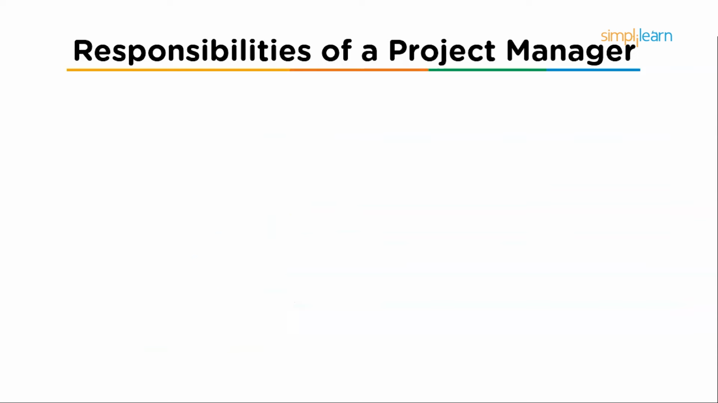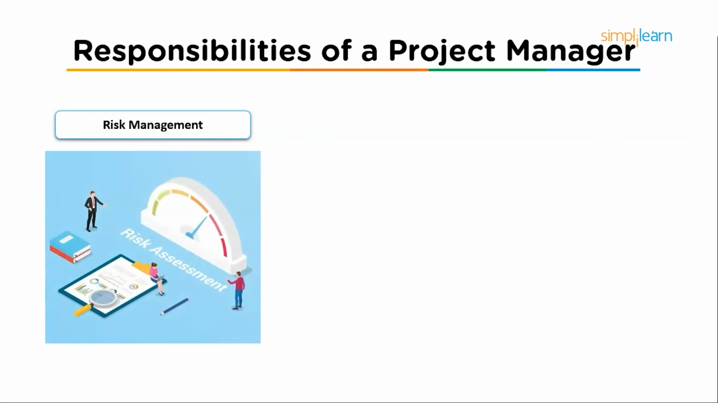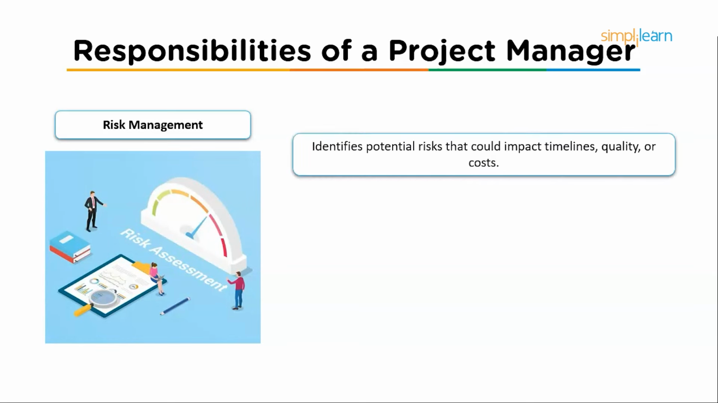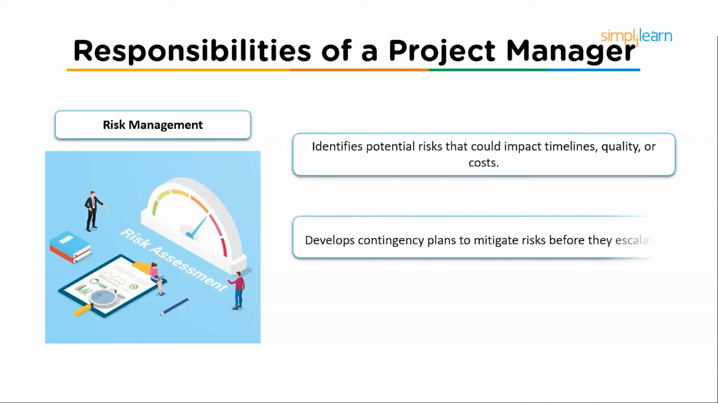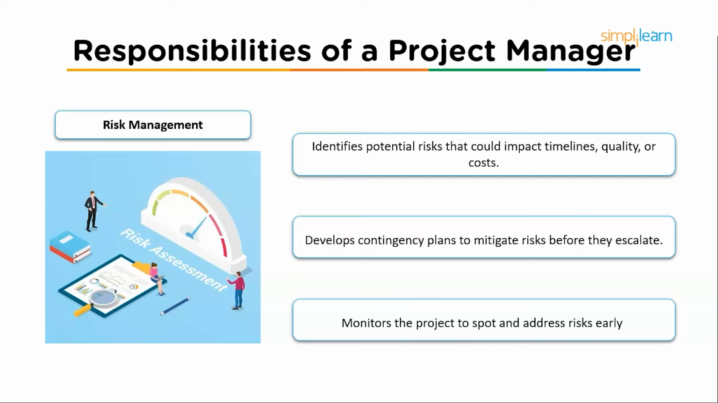So now, moving on to the next one, we have risk management. A project always comes with uncertainties. And so the project manager identifies the potential risks that could impact the timelines, quality, or the cost of the project. Then he also develops contingency plans to mitigate risks before they escalate. Thirdly, he also monitors the project to spot and address risks early. So, by being proactive about risk, the project manager prevents disruptions and keeps the project on course.